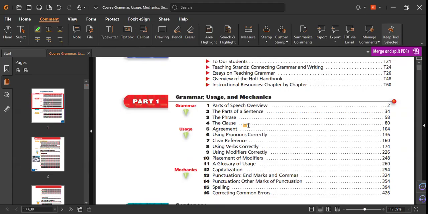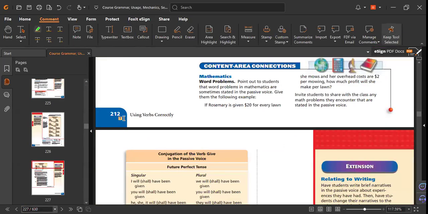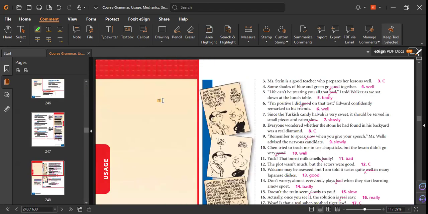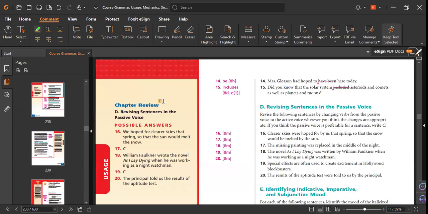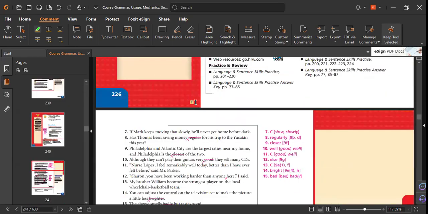What is it? It's about chapter number 9, using modifiers correctly. Here it's number 226. Remember the number is different. Here is the PDF number, here is the page. So we must get down to find number 1. Here. Number 1, what is a modifier?